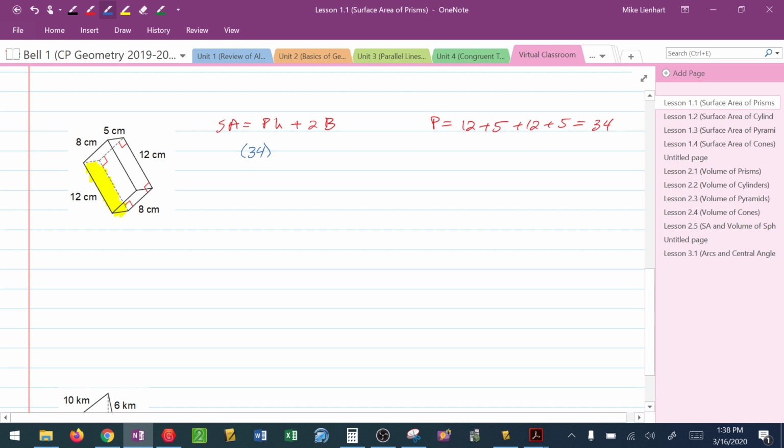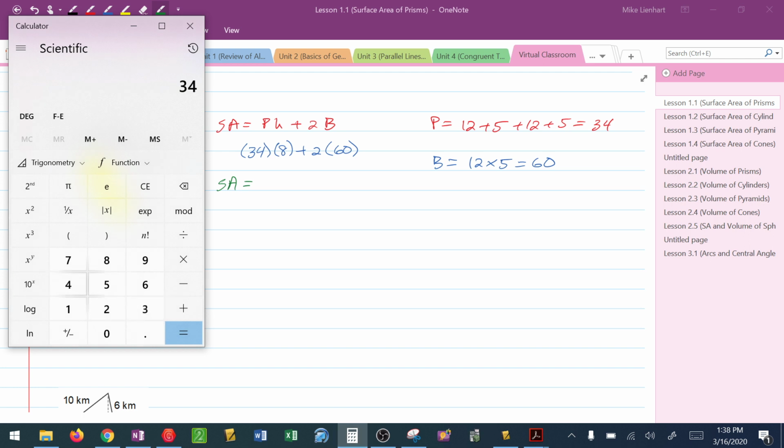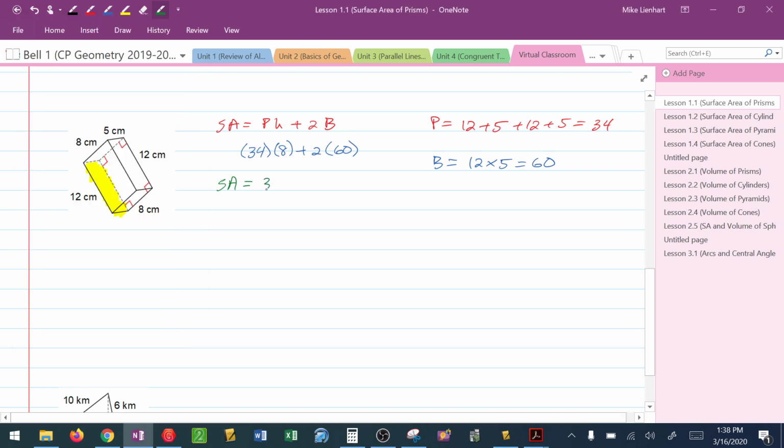How do I connect this base to the other base? Well, I've got to go up 8, so the height is 8. Plus 2. Now I'm going to figure out big B. That's the area of the base. This base is a rectangle, so its area would be 12 times 5, or 60. I plug that into the formula. All right, the last thing I'm going to do is use my handy-dandy calculator to help me perform this operation. 34 times 8 plus 2 times 60 equals 392. And then I make sure I label it centimeters squared.